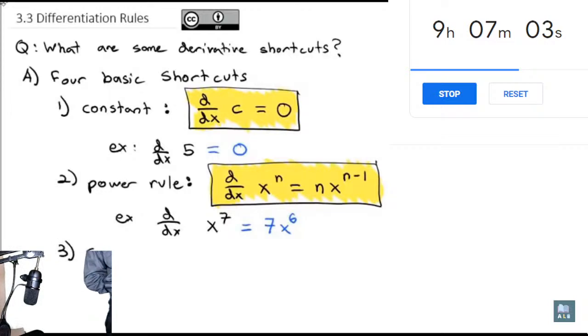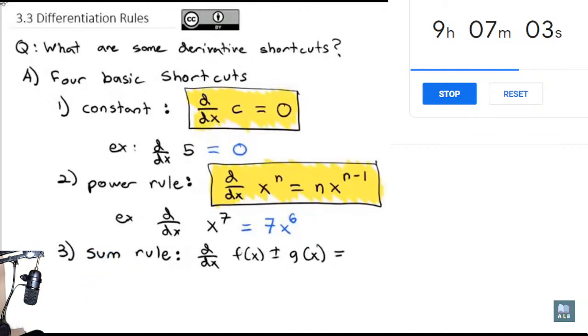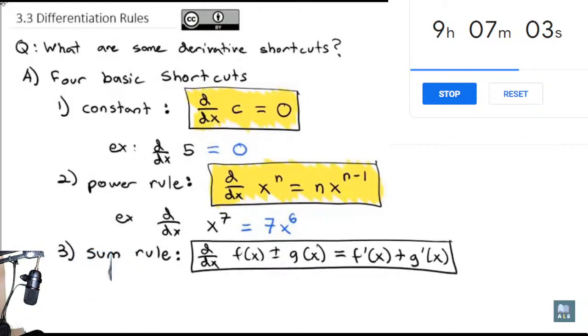A third rule, I'm going to call it the sum rule. It's often called the difference rule as well because it works with plus or minus. And the idea is if I take the derivative of some function plus or minus another function, where I know the derivative of the individual pieces, all I have to do is take the derivative of the individual pieces. And it's f prime plus or minus g prime of x.